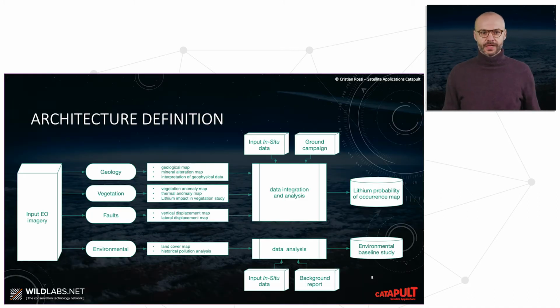Architecture definition. Once we got an idea, we need to define the architecture of the project. Again, I'm not entering so much into detail here, but let's just see the two final products over there, which are the lithium probability of occurrence map and an environmental baseline study. Those are the two main pillars of this feasibility study: where lithium is probable to occur, and what the environment is over there. To do this, we use as input the imagery in different packages.